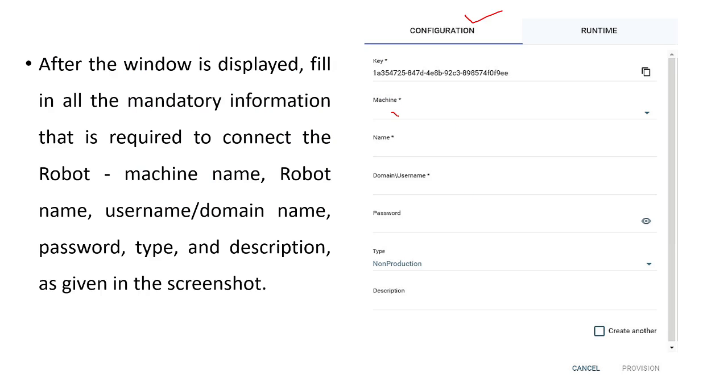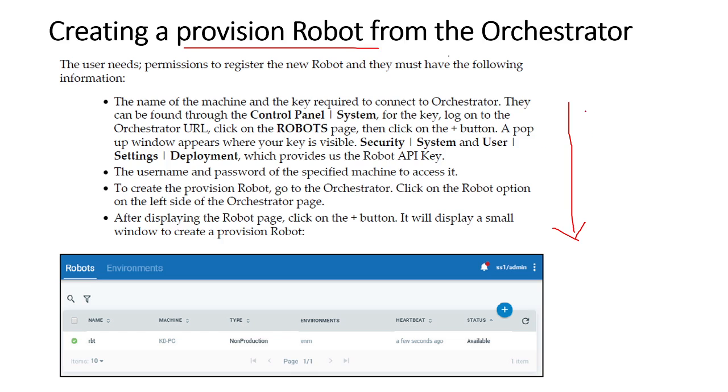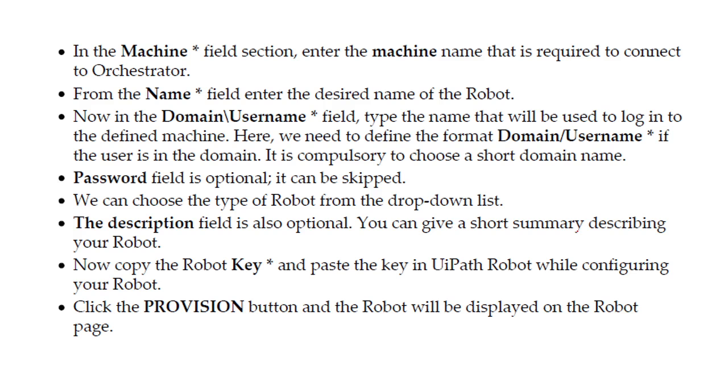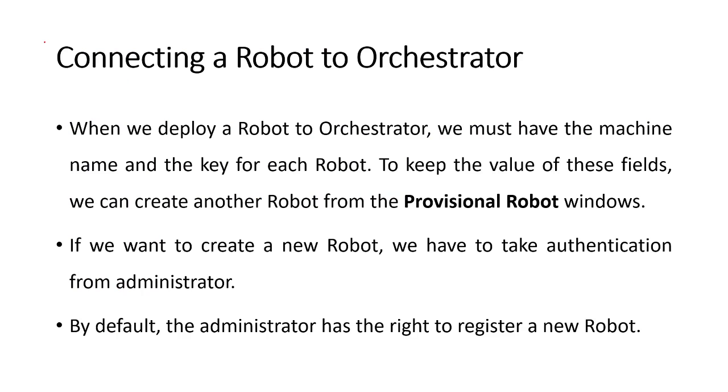window, where you will need to supply the machine name, like name, domain name, password, description, and so on. Just go through this, follow these steps, it is very easy, right? Then follow these steps. These are nothing but providing the machine name, the password, and so on. Now we shall see how we can connect a robot to the Orchestrator.